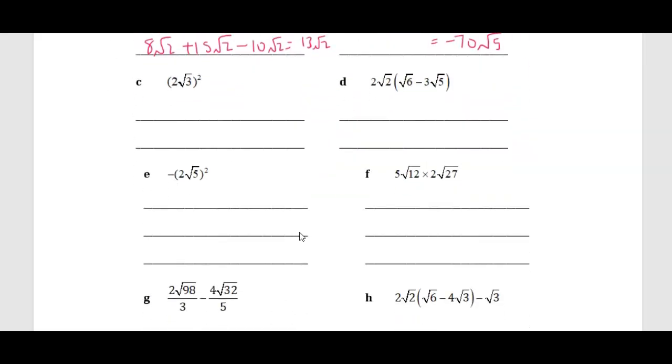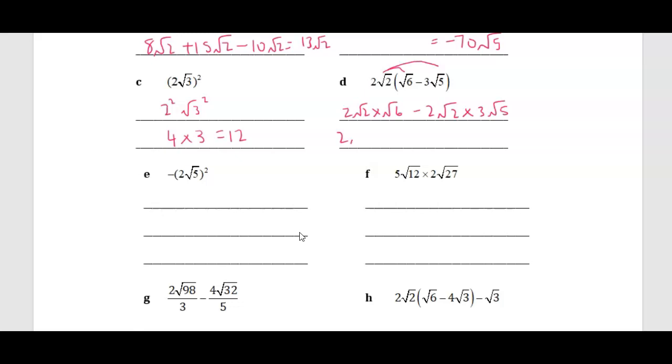Okay, question C. When we're squaring, we square both the integer and the surd. So 2 to the power of 2 and the square root of 3 to the power of 2. 2 squared is 4. Now the square root and the square cancel each other out, so it's 4 times 3, which gives you 12. When you do one like brackets, you're just multiplying like that. So it's going to be 2 root 2 times root 6, minus 2 root 2 times 3 root 5.